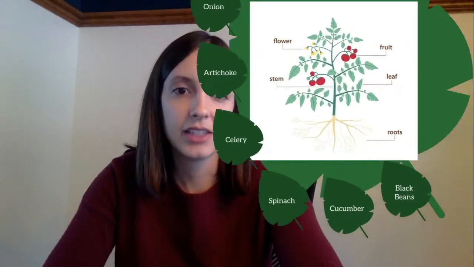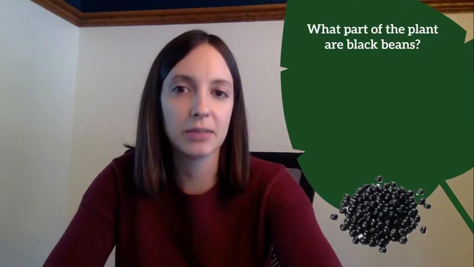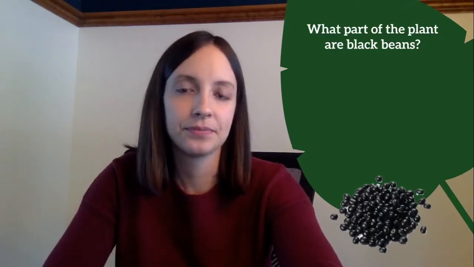All right, and last, we have black beans. What part of the plant do you think black beans come from? Remember, the parts of the plant are roots, stems, leaves, flowers, fruits, and seeds. If you guessed seeds, you were right.